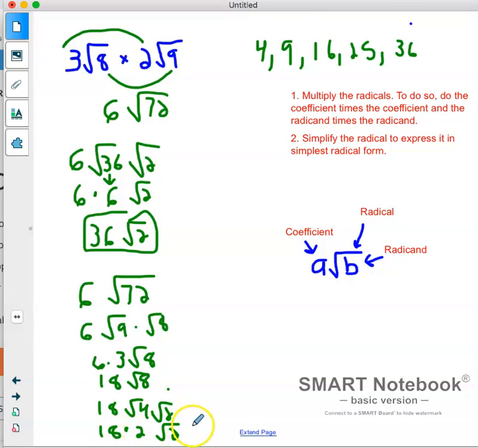And then I would do 18 times 2. And 18 times 2 gives me 36. So either way, I would get the same answer. So there's more than one way to simplify, but the key is that first you multiply the radicals by keeping the coefficient times the coefficient and the radicand times the radicand, and then you simplify second.